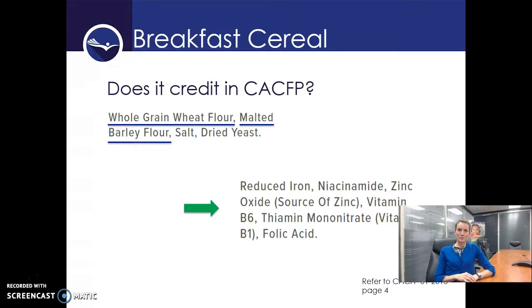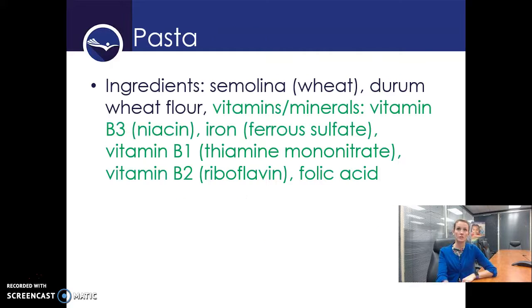What about this next example of a breakfast cereal? Does it credit? Yes, it does. The first ingredient is whole grain. The second ingredient is not whole, nor is it enriched, but we see that we do have that fortification list that includes iron, niacin, zinc, B6, and vitamin B1, as well as folic acid. So this breakfast cereal is creditable in the program, even though those grains in the ingredient list are not all whole or enriched. So that's a yes. In fact, it credits as whole grain rich.